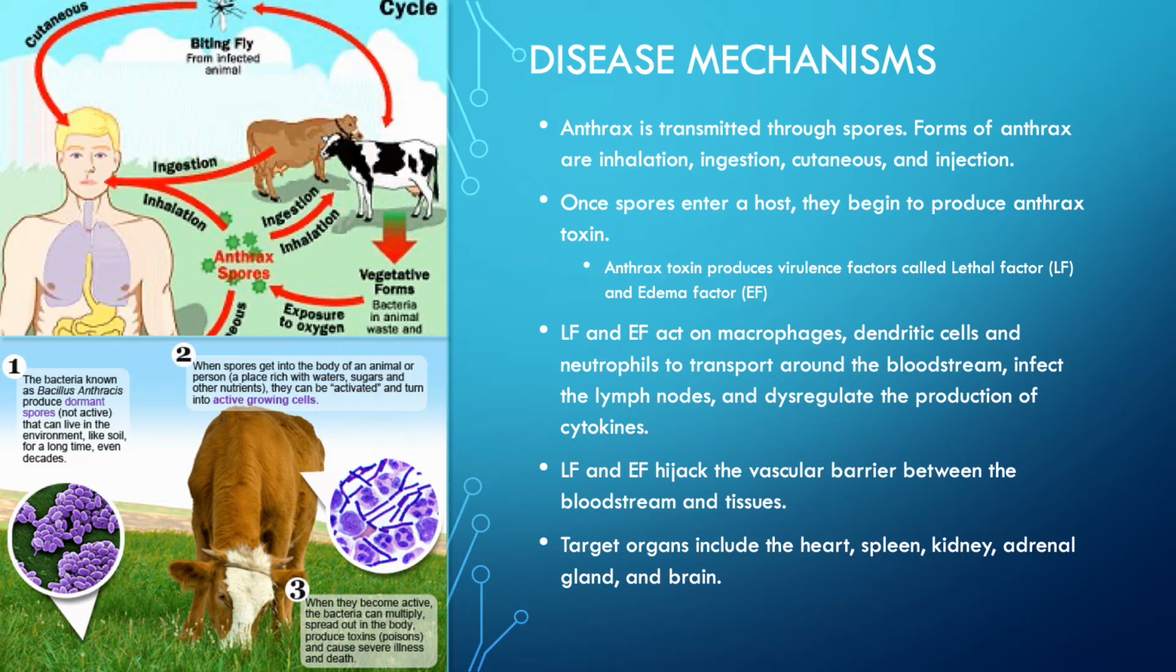The B. anthracis life cycle comprises two forms, a dividing vegetative form and dormant spores, which become activated when they come into contact with oxygen and become active growing cells. Once the spores have germinated in the body of the infected host, the bacteria will begin to produce anthrax toxin, which is what subsequently causes illness.